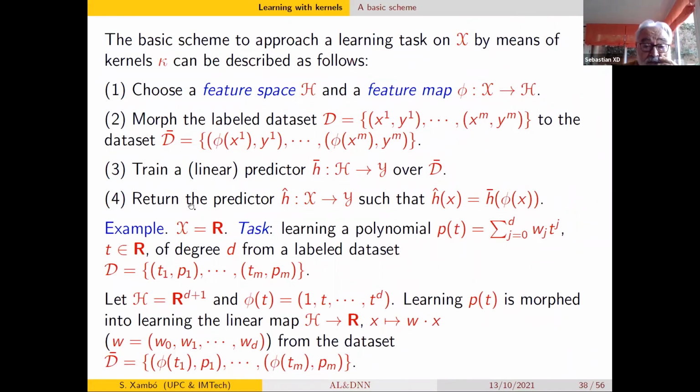Now, the beauty of all this is that phi may be highly nonlinear, like, for example, the Veronese mapping, the polynomial feature map. So this can be very nonlinear. H bar will usually be linear. We train linear predictors. So the composition will be highly nonlinear in the original space curly X, okay?